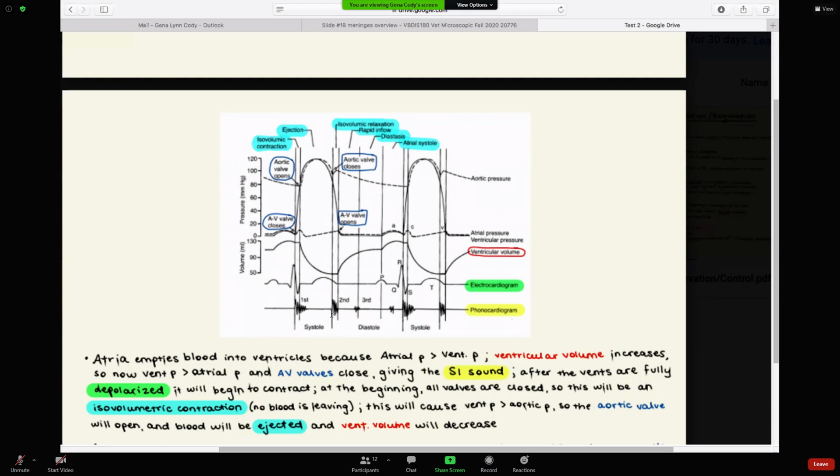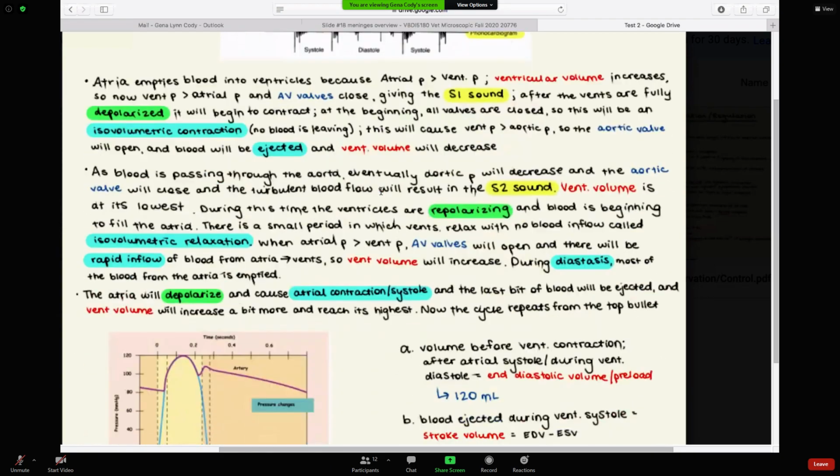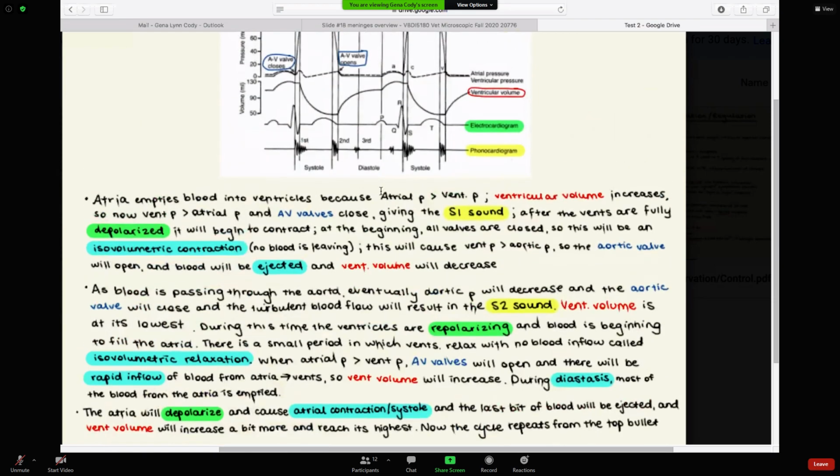The second sound, S2, is the turbulent blood flow sound when the aortic valve closes. Yes, it's when valves close and you get the turbulent blood flow. Sorry. So AV valve closes and there's like the whooshing of blood against that valve. That's S1. When the aortic valve closes and the whooshing of blood against that, that's S2. Does that make sense? Cool. So it's really not that scary. It's just like a lot of lines. But I tried to break it up and color code it here.